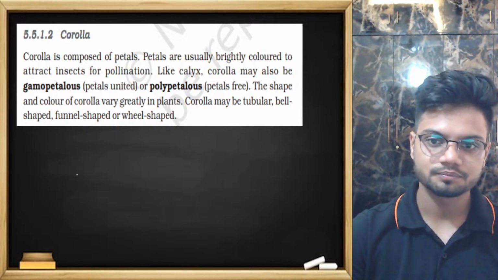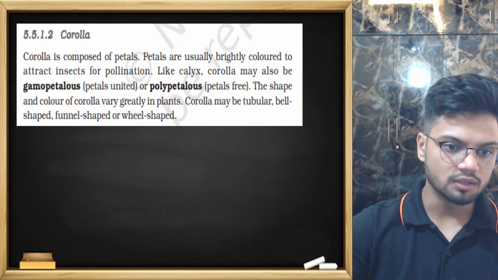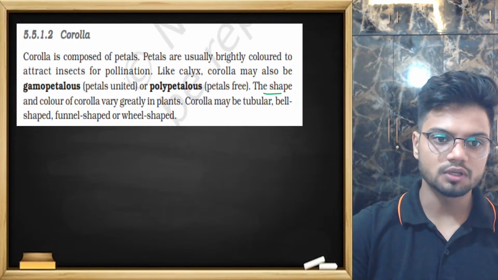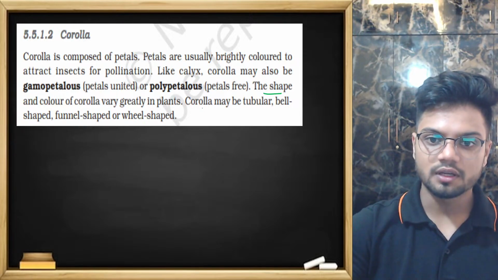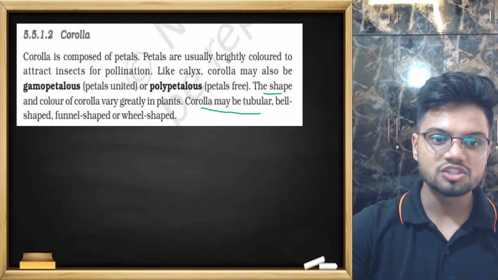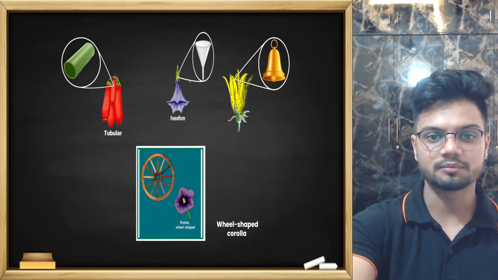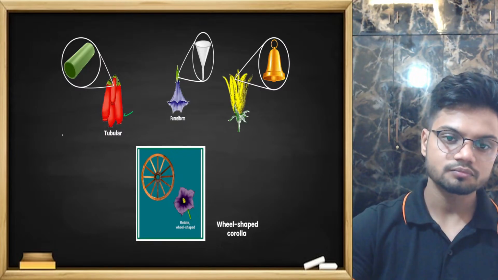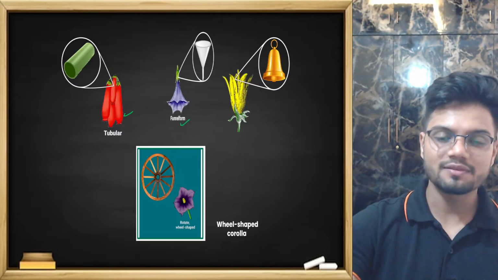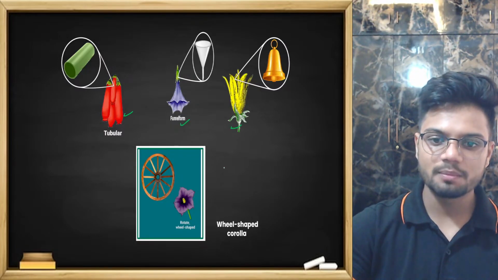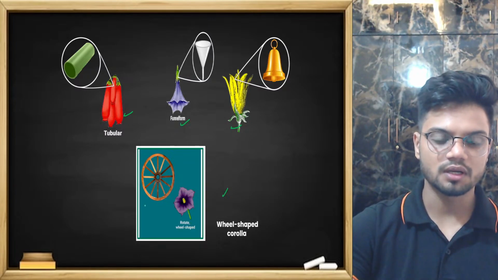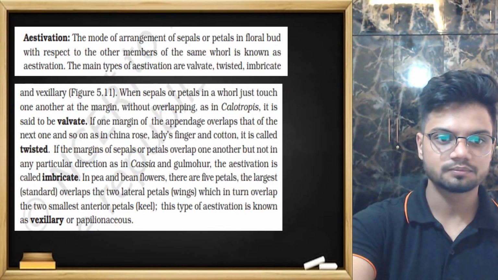Now, the shape of the corolla can vary greatly in plants. The corolla may be tubular, bell-shaped, funnel-shaped, or wheel-shaped. Can you see here? Tubular, funnel-shaped. You might have seen this in the garden. Bell-shaped or cartwheel-shaped. Different shapes of corolla.